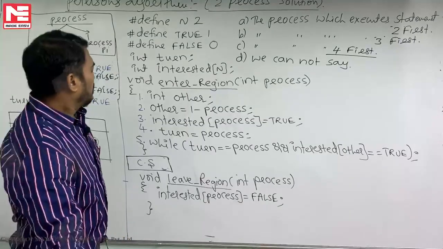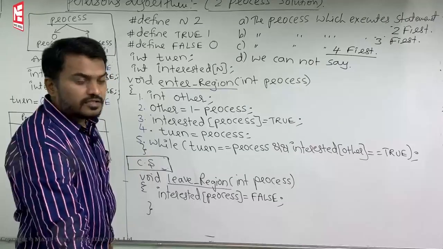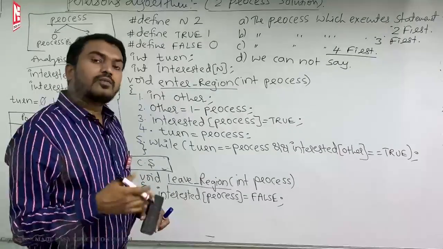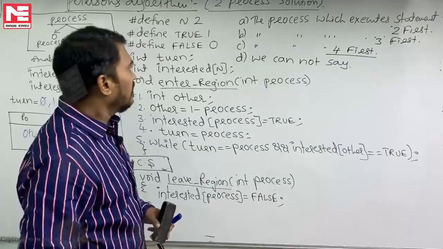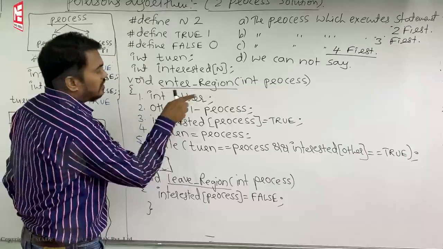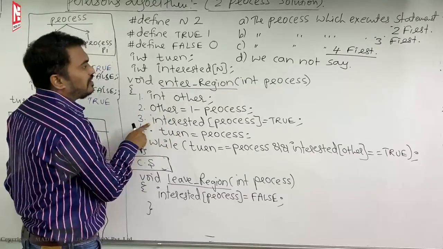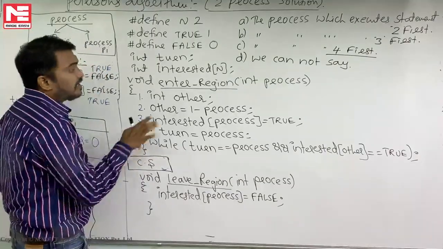So I am repeating the question. Assume that both are trying to enter into critical section. Which process will come into CS first? Option A: the process which executes statement 2 first. Option B: the process which executes statement 3 first. Option C: the process which executes statement 4 first. And option D: we cannot say.